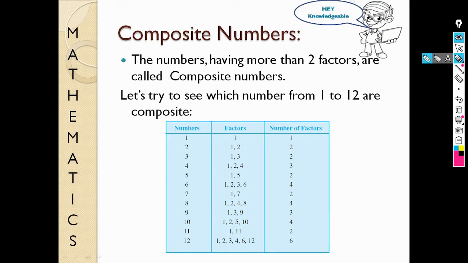So let's see what are composite numbers. The numbers having more than 2 factors are called composite numbers. So we have seen this table previously also in the case of prime numbers. So here we'll try to see what are the numbers having more than 2 factors. So those will be composite numbers. So if you see, 4 is a composite number, 6 is a composite number, 8 is a composite number, 9 is a composite number, 10 is a composite number and 12 is also a composite number.